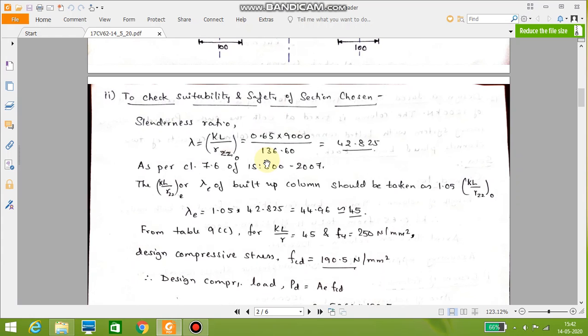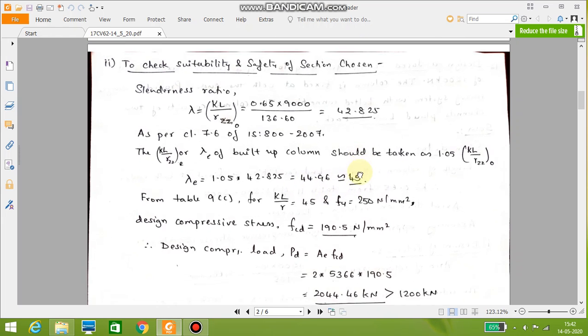Second step, to check the suitability and safety of the section chosen. We have to check whether the given section is okay for us or not. The slenderness ratio lambda equal to KL divided by RZZ. I have to get the maximum slenderness ratio. Therefore, for RZZ I have to consider 0.65 into 9000 by 136.6, which is 42.825. As per clause 7.6 IS 800-2007, this value should be increased by 1.05 times. So upon increasing, we get the slenderness ratio as 45.